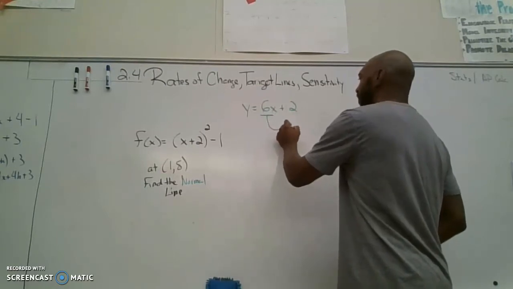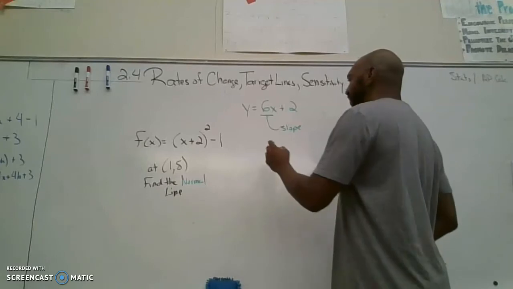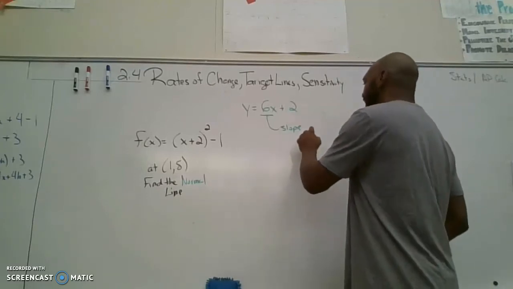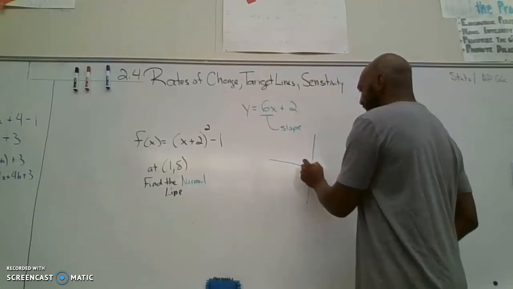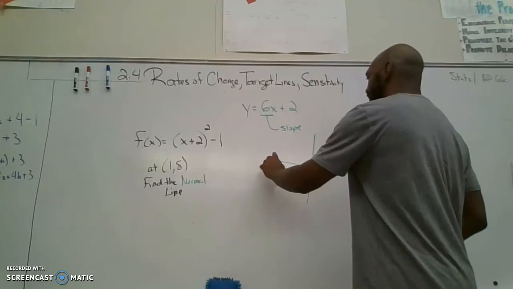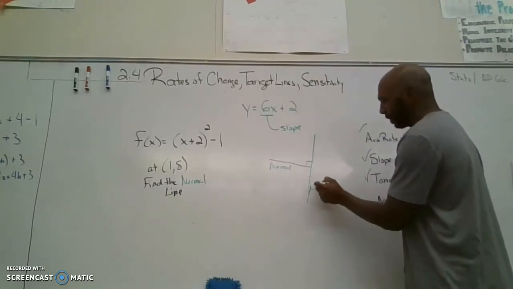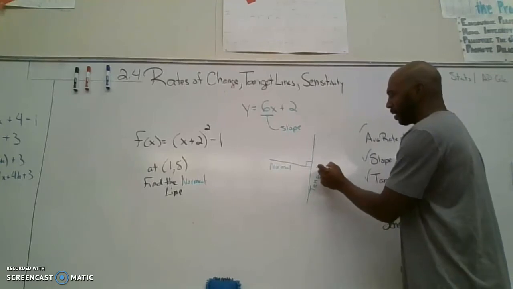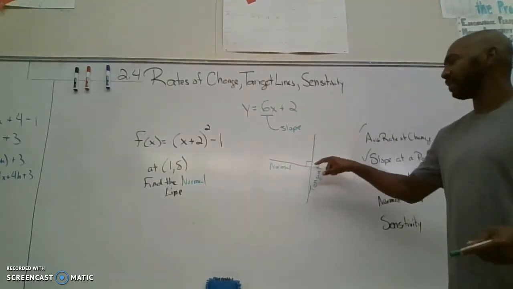There's my slope. Okay, remember a normal line is perpendicular. So if I have this going here, my normal line will be perpendicular, forms a 90-degree right angle. This is normal, and this is tangent. Okay, the normal line is always a right angle going through that same point.